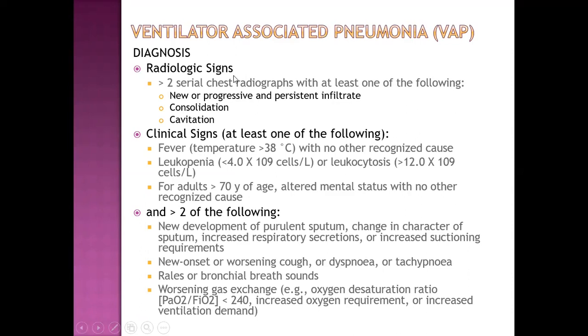Ventilator-associated pneumonia is defined by radiological signs and clinical signs. Radiological signs include more than two serial chest radiographs with at least one of the following: new or progressive and persistent infiltrate, consolidation, and cavitation.